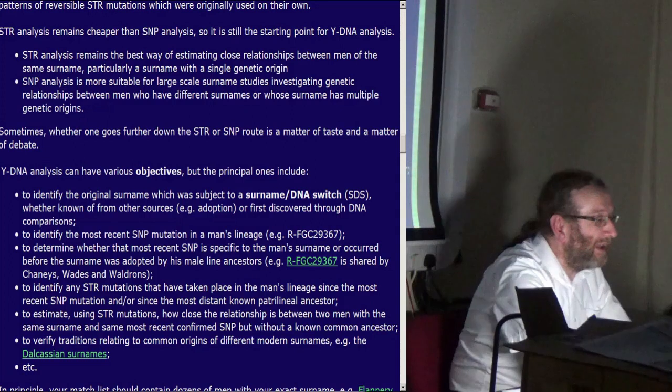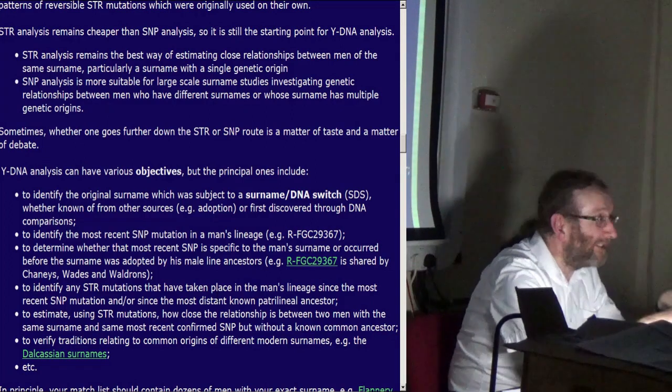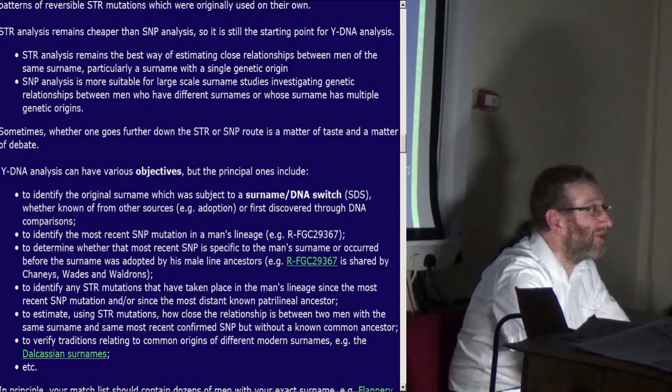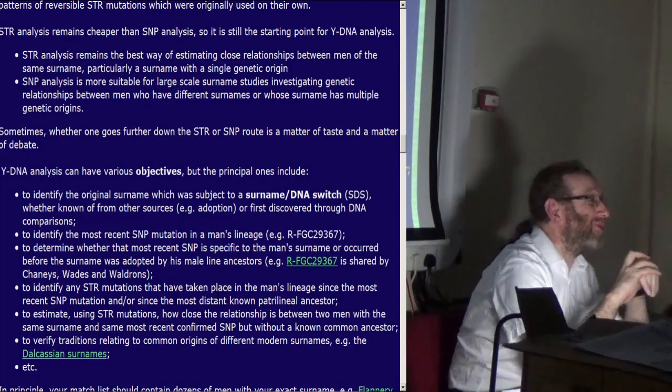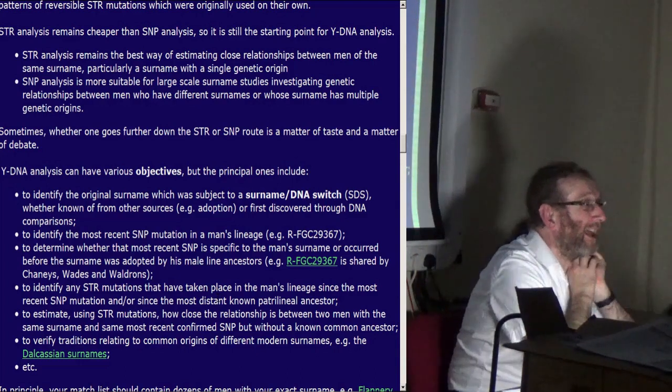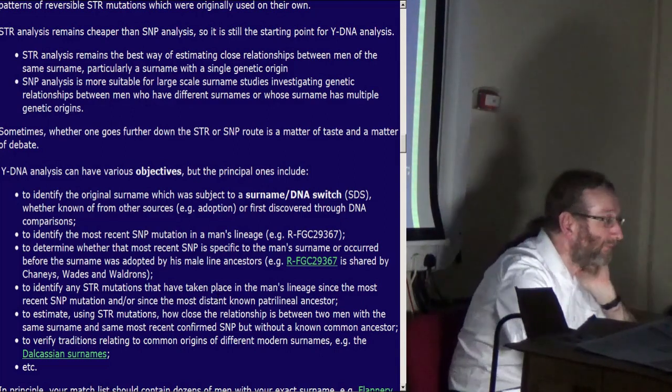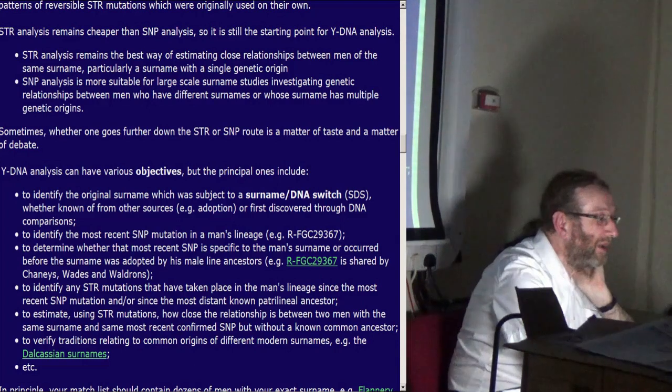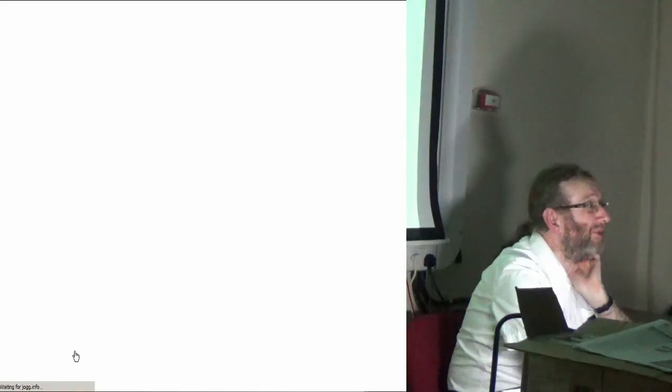So where were we? We might want to look at STR mutations that have happened since the most recent of those SNP mutations. Those last 2 Weaklands at the bottom of the tree, we might then look at STR mutations to see how closely they are related to each other and give a more precise estimate when we come down near the present day. And you might want to look at traditions relating to the common origins of different modern surnames.